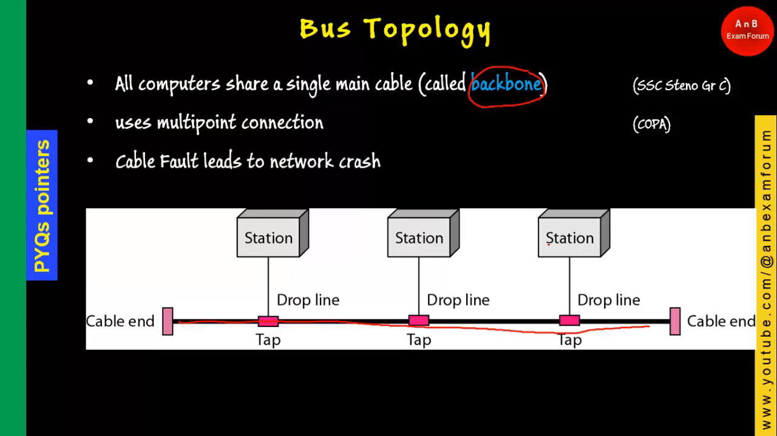And the problem with this type of network is that if my main line, the single backbone cable, gets a fault, it is going to crash the whole network. Since it crashed, every other station is going to be affected because they are connected to that backbone cable. Okay.